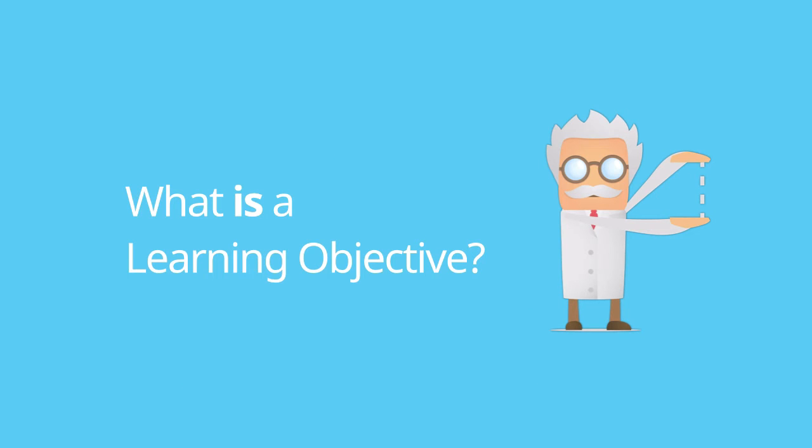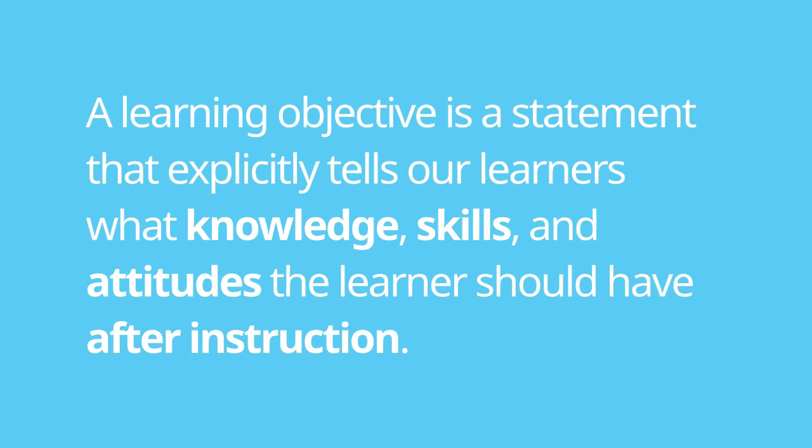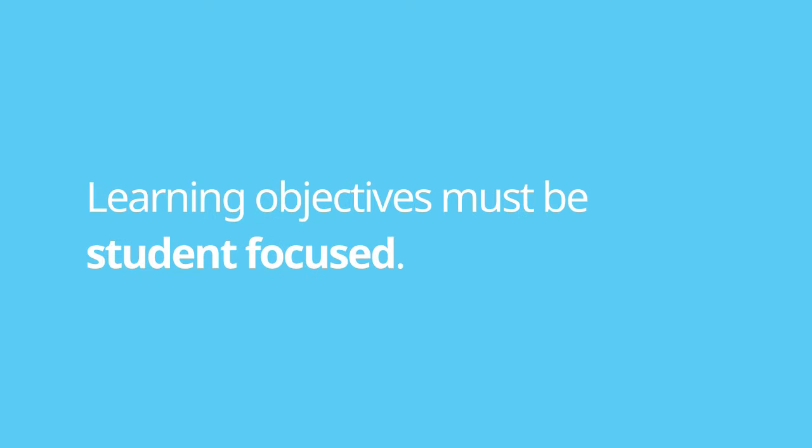Let's start by talking about what a learning objective is. A learning objective is a statement that explicitly tells our learners what knowledge, skills, and attitudes they'll have after instruction. As you might guess, these objectives aren't necessarily for you, the instructor, but for the learner. Therefore, learning objectives need to be student-focused. Each advancing learning objective should build on the next and support the overall goals that you as an instructor have for your learners.